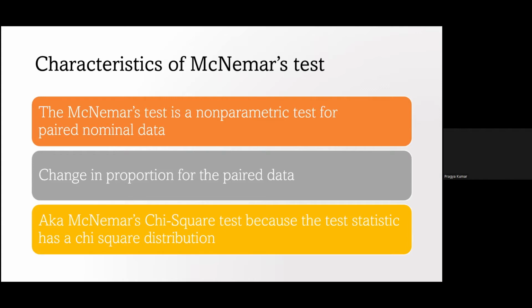Paired nominal data, what do we mean by paired observation? We will see what that is. That means the same set of individuals we have measured twice. That's why we call it paired data. We will see the example of how we can have the paired data. And this is also known as the McNemar chi-square test, because the test statistic which it yields has a chi-square distribution. That's why its other name is the McNemar chi-square test.